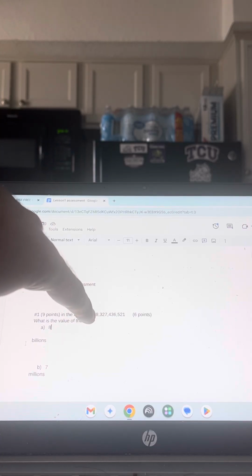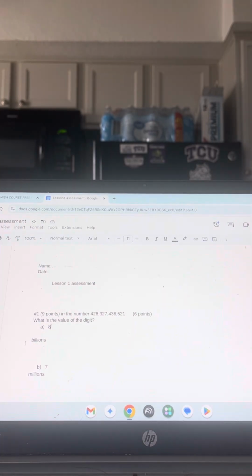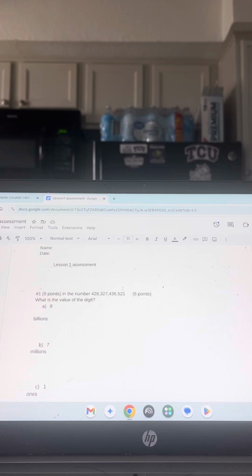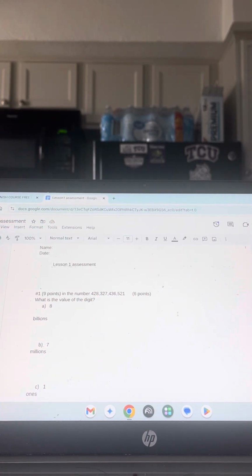Covering up the numbers before it, pretending everything else is a 0, 8 billion would be the value of the 8. Now, what would the value of the 7 be? Well, covering up everything before it, pretend all these numbers are gone, and everything after it is a 0. The value of the 7 would be 7 million. Now, the place value of the 7 is millions. That's correct. But the question didn't ask you what's the place value. The question asked you what's the value.